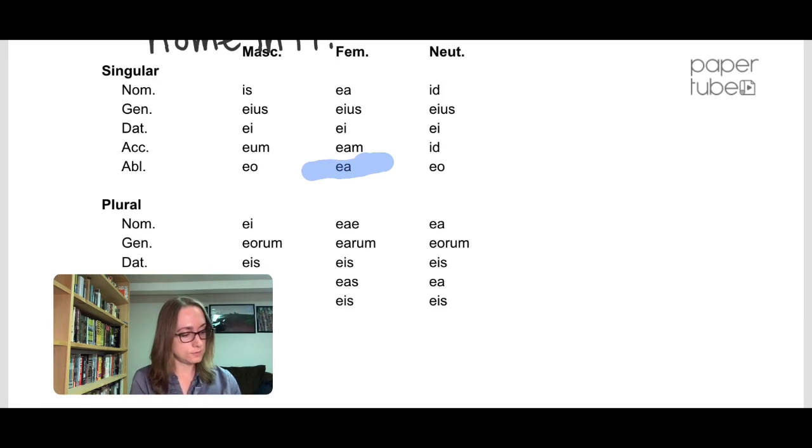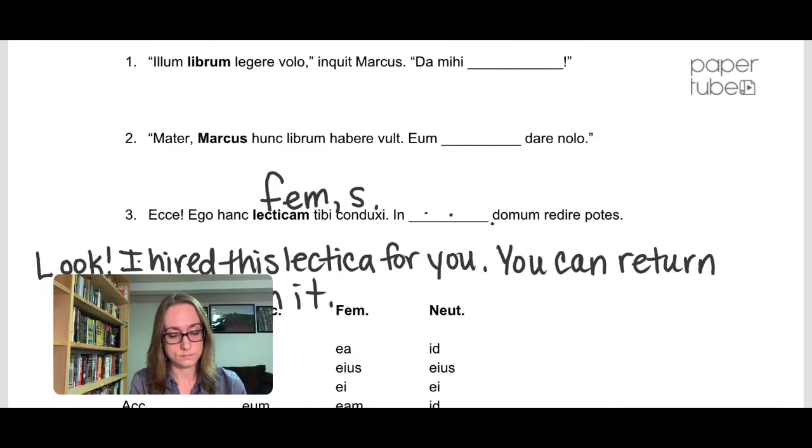So ea. Now let's fill that in. In ea domum redire potes. So we figured it out. We've got all three of them. The first one was eum, the second one was ei, and the third one is ea, and we translated all three. Peace.